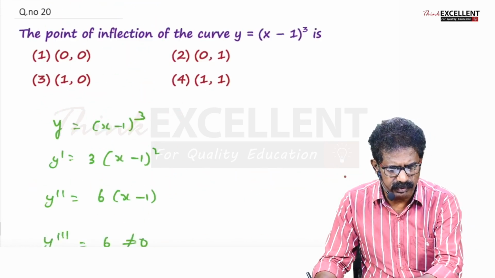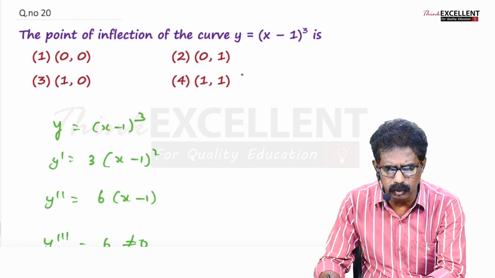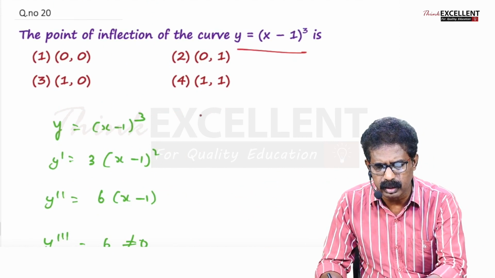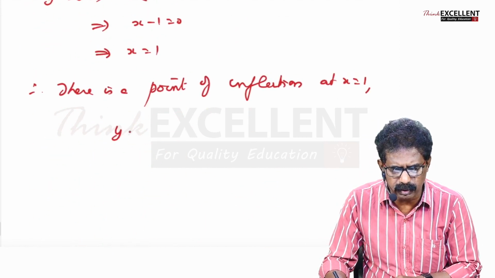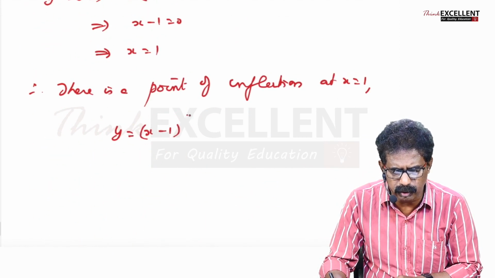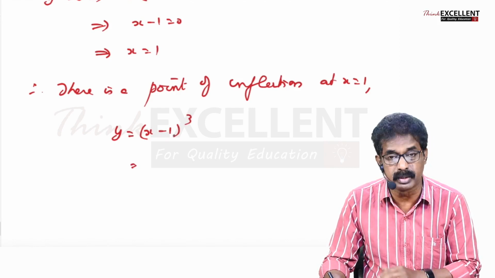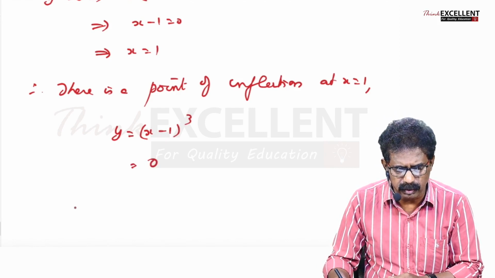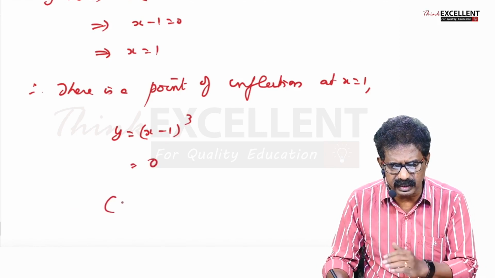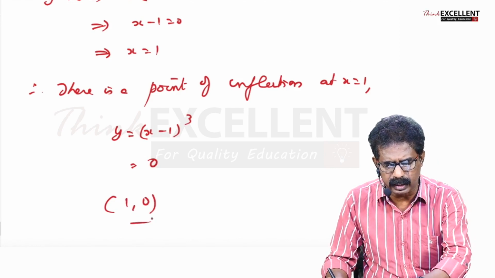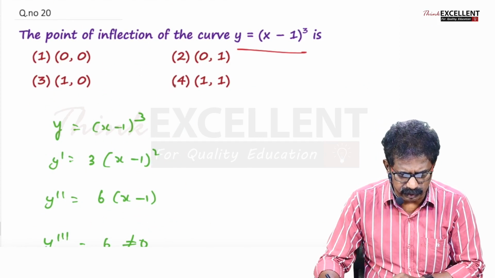So here they asked to find the point, right? Yes, so y value substitute, y equal to (x minus 1) the whole cube. x value 1 now, so 1 minus 1 is 0, 0 cube is 0. Therefore the point of inflection is x comma y. So it is 1 comma 0 and that is option number 3.